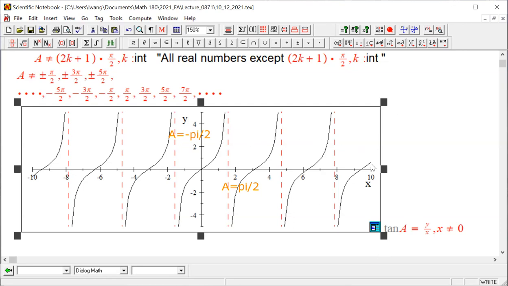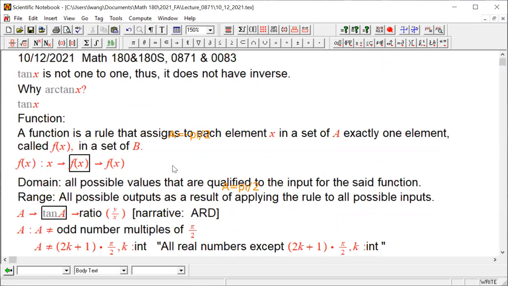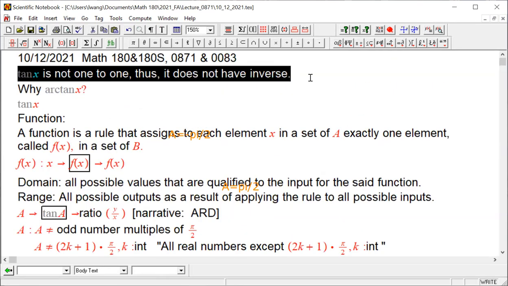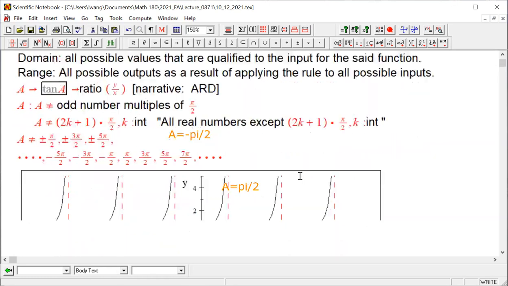So this function obviously has no inverse, right? It doesn't pass the horizontal line test, right? Agree? Tangent. Okay, so let's go back to our sentence. Tangent is not one-to-one, thus it does not have an inverse. So how do we introduce arctangent? How do we introduce arctangent?